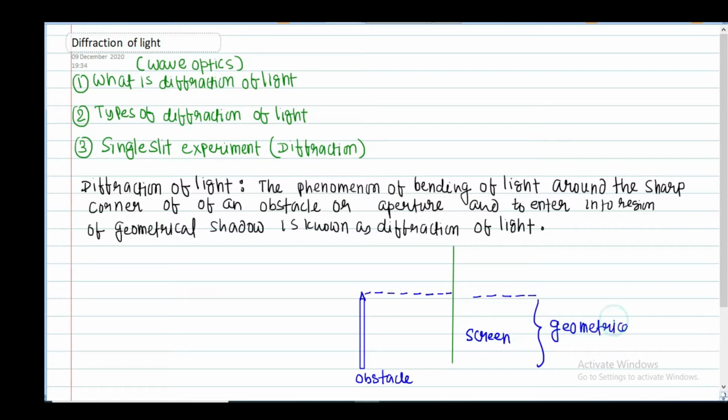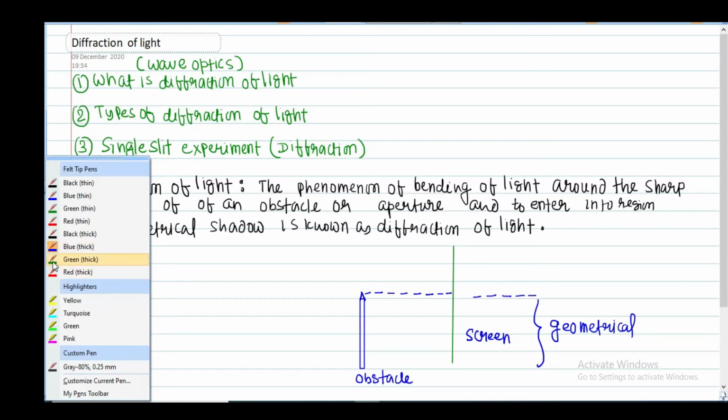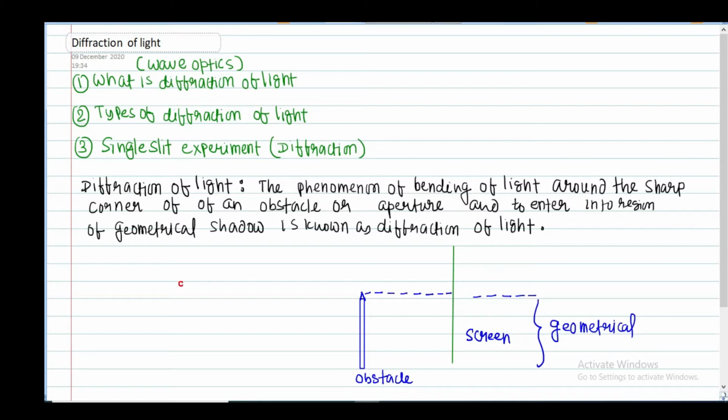Suppose here a source of light is placed, and this obstacle is illuminated by this source of light. Then this part of the screen will not be illuminated, because the obstacle will be a hindrance in the path of the light coming from the source. So this part of the screen will be the region of geometrical shadow, and only this part will be illuminated by the light coming from the source.